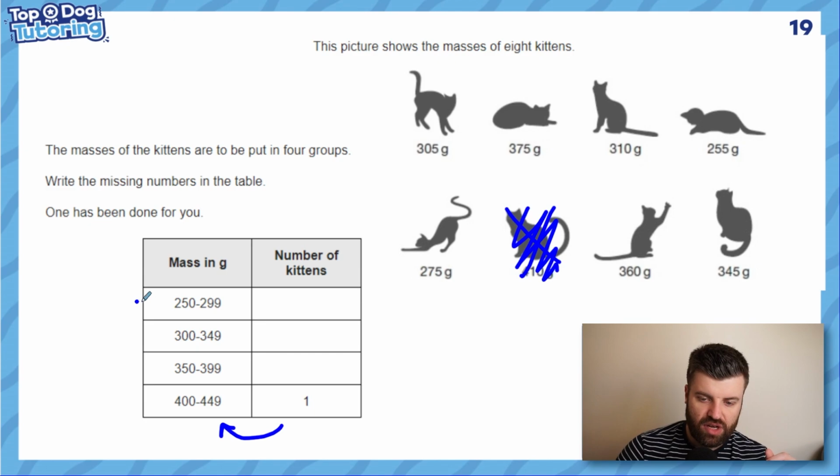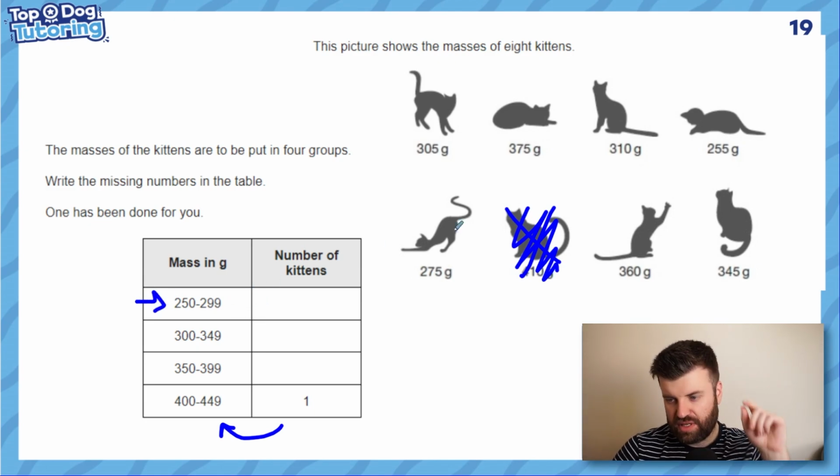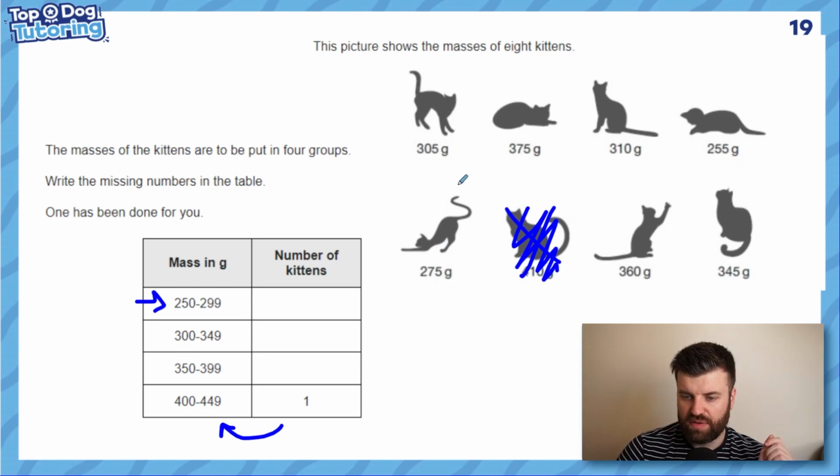How many kittens are between 250 and 299? So up to 300 but not including 300. Well, how many kittens start with 200 and something? 1, 2. So we put a 2 here. Cross them out so we don't count them twice. Just going to make sure.